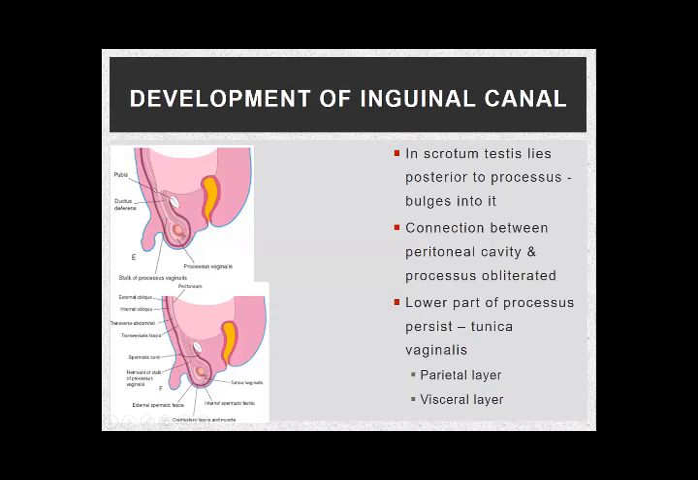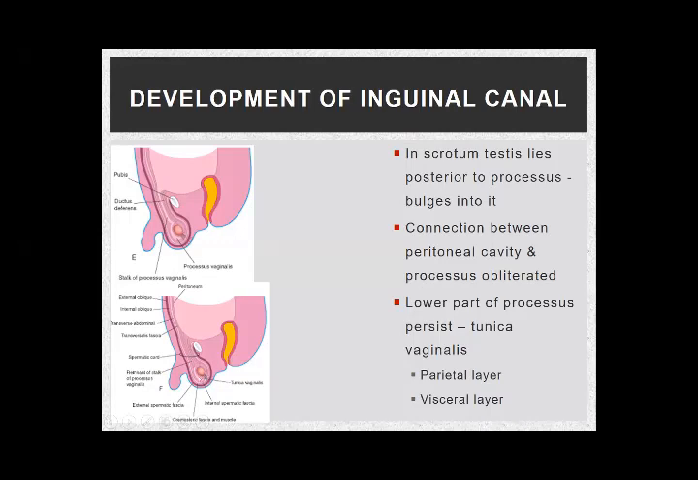Normally, this communication of the processus vaginalis with the peritoneal cavity is obliterated. Please note, you do not see any communication. Over here, you have the communication, but down here there is no communication because this communication normally is obliterated, except for the most caudal part that surrounds the testis, which retains its cavity.